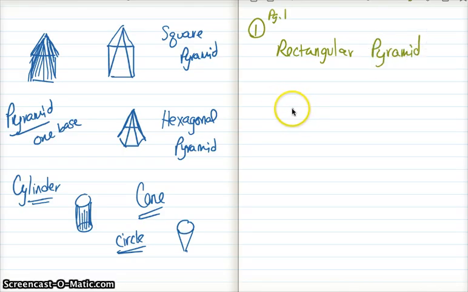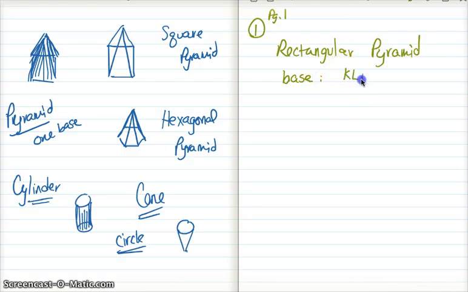And if we were to name the bases, well, in this case, just one base, we would name it using the vertices given. So we have the vertices K, L, M, N, and each of those vertices makes up that rectangular base.